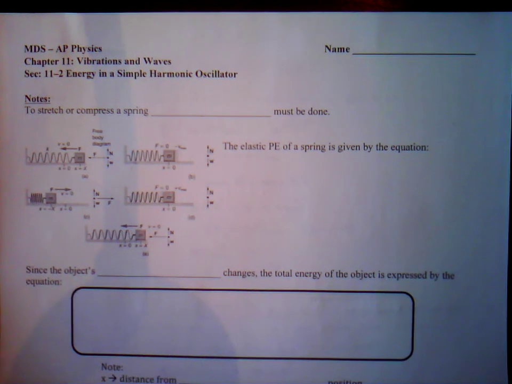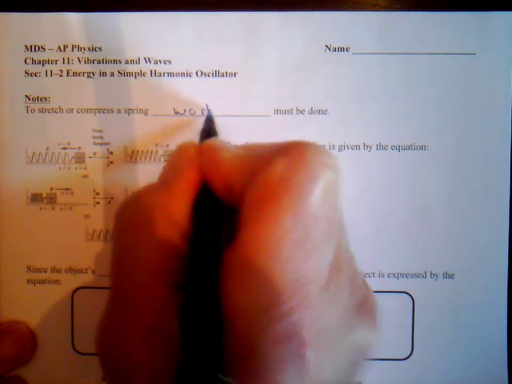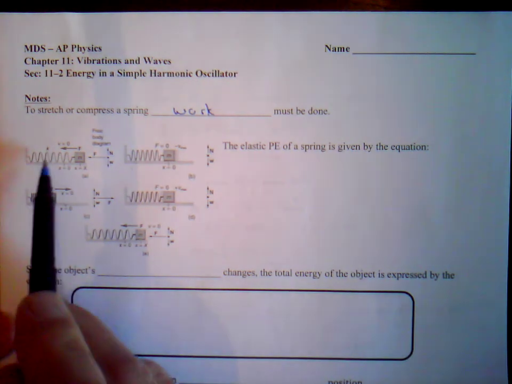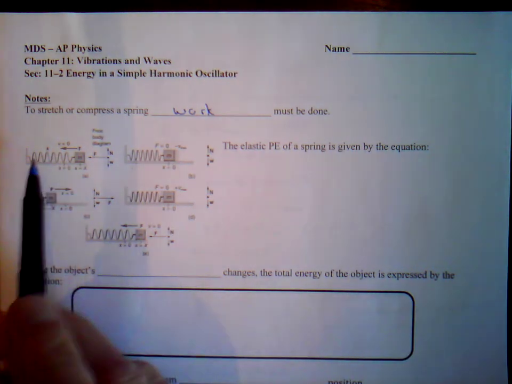Let's expand our understanding of this spring system. Let's take a look at a horizontal spring, so we don't have to deal with the force of gravity and gravitational potential energy. To stretch or compress a spring, work must be done, which means we must apply a force through some distance to compress it or stretch it. Now, this is a spring that can be either stretched or compressed.